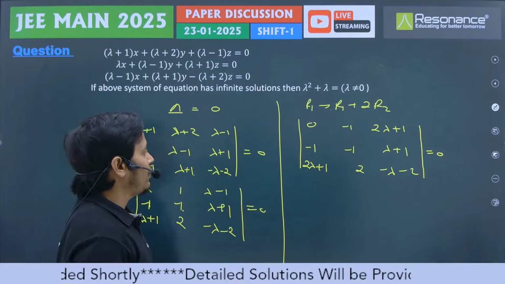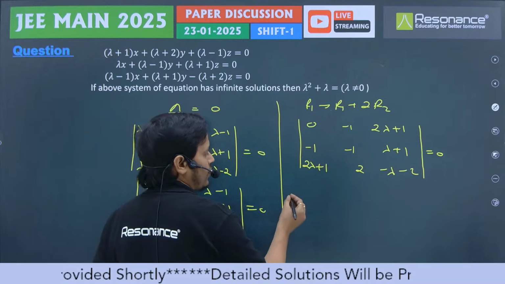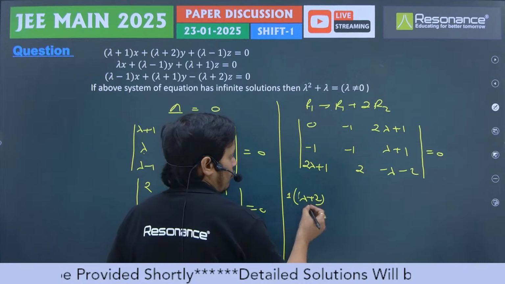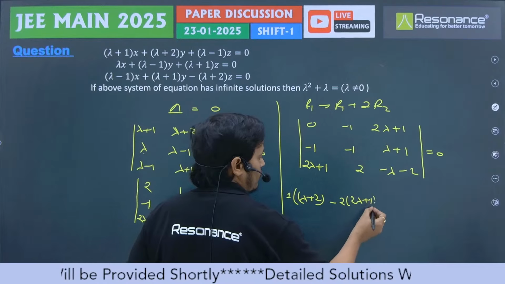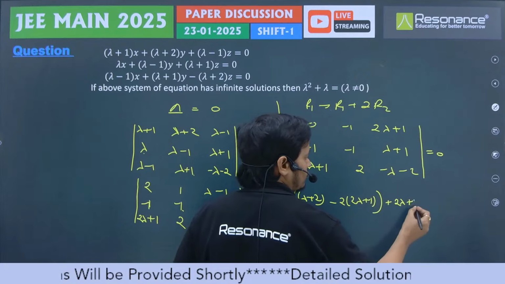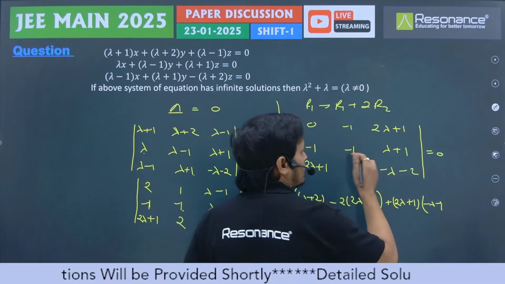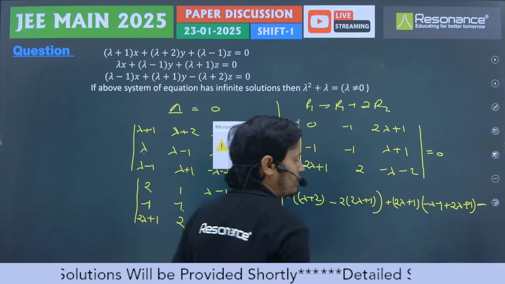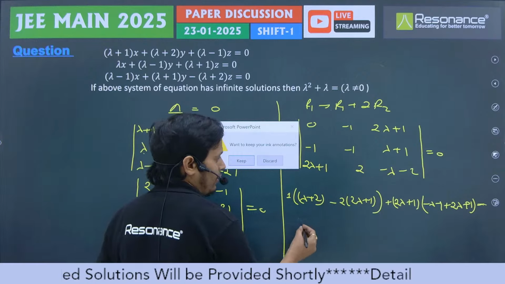Then we are expanding directly with respect to C1. So 0 into anything will be 0. Here the sign will change, 1 into lambda plus 2 minus 2 into (2 lambda plus 1). Then 2 lambda plus 1 into minus lambda minus 1, minus plus 2 lambda plus 1, equal to 0 we have. Here lambda and minus 4 lambda, minus 3 lambda we are getting.